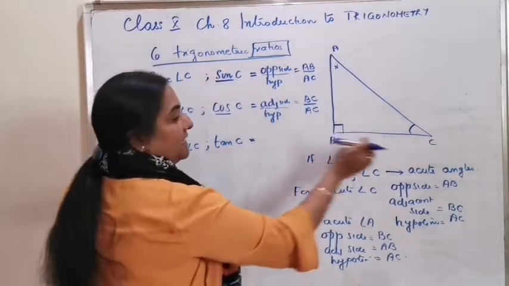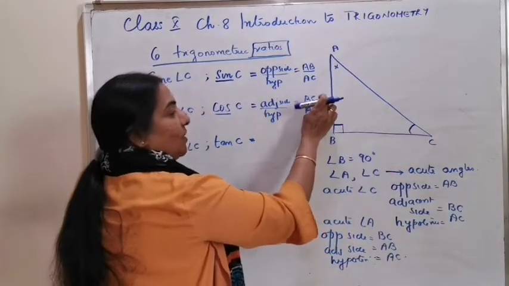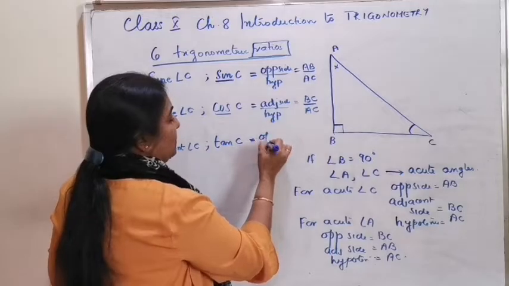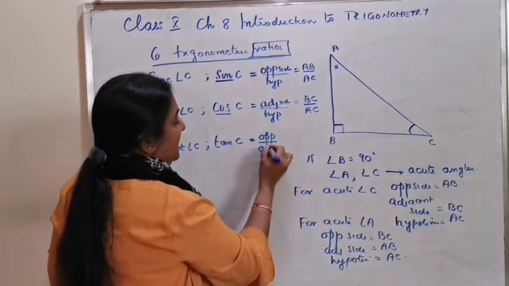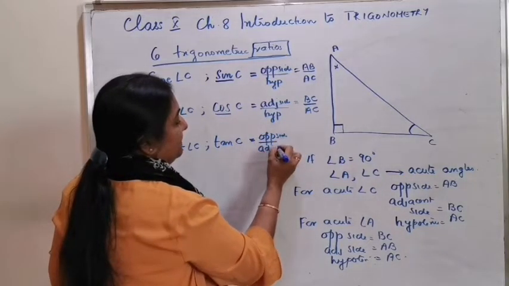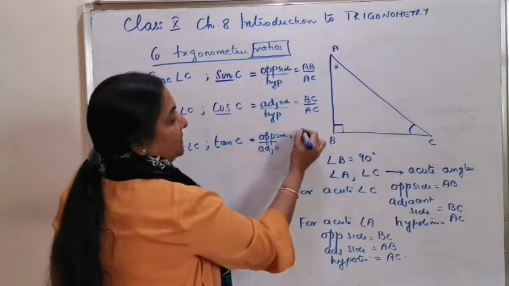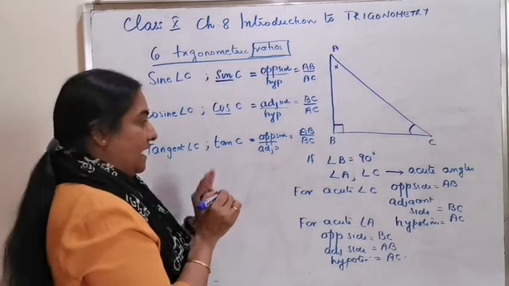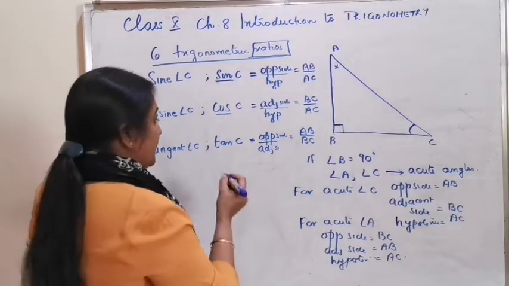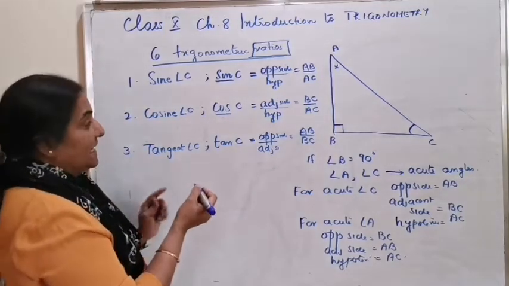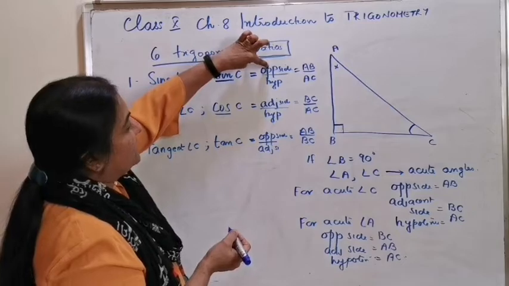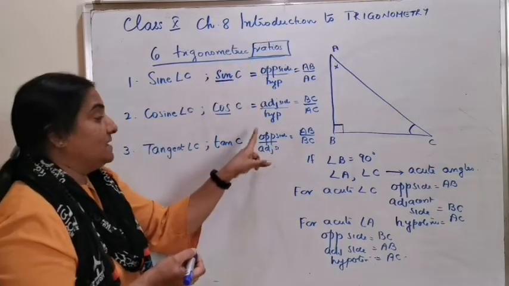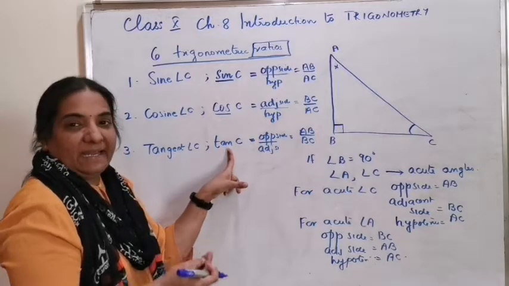That is for angle C, which is the opposite side and which is the adjacent side. So opposite side by adjacent side, which is equal to AB by BC. And now here you can see that opposite side by adjacent side is the ratio for tan.